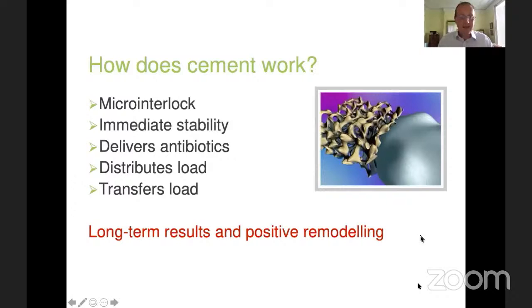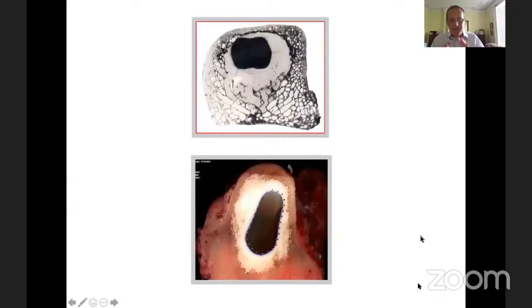Other benefits, there can be antibiotics in it that will deliver high doses exactly where you need them to reduce your risk of infection. It distributes the load, so it loads the bone and doesn't lead to stress shielding, and it gives great long-term results. And this is what you're looking at.